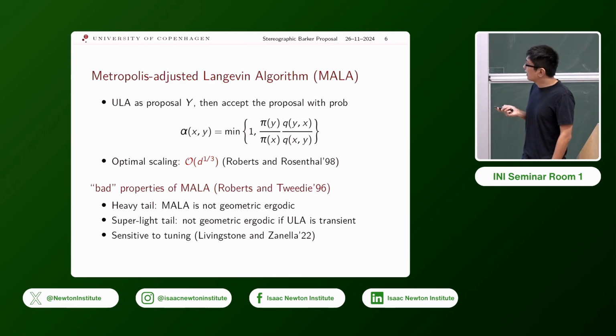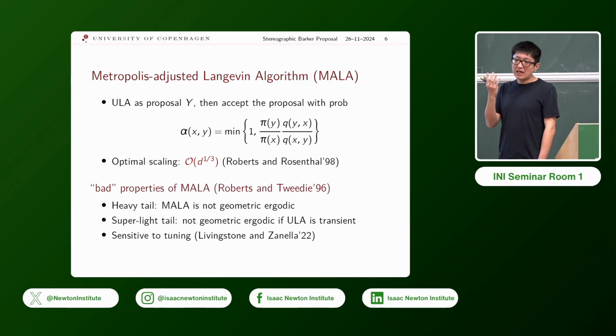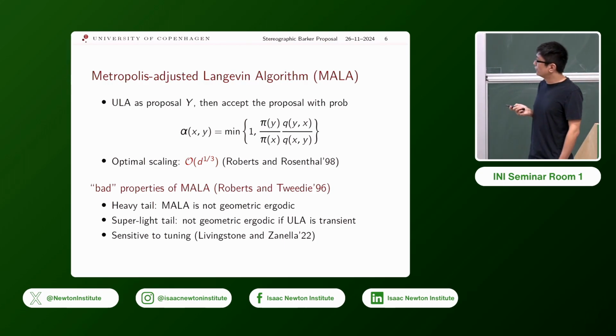And when the target has a super light tail, at the tail region, this ULA is transient. So it proposes very crazy proposals. And because we add this accept-reject step, this proposal will very likely be rejected. So MALA will be stuck at the current location because most of the proposals will be rejected. So the convergence, again, will be very slow. So MALA will not be geometrically ergodic. And finally, MALA is also sensitive to tuning, and this was studied in the paper by Sam and Giacomo.